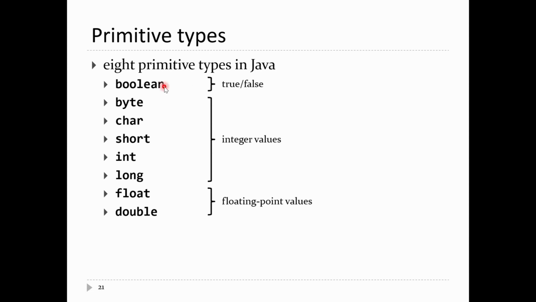If you have a variable of type boolean, then what gets stored in memory is either true or false. For these integer types, what gets stored in memory is the value of the integer. And for the floating point types, what gets stored in memory is the value of the floating point number. It's not a reference type like it is in Python. In Python, everything's a reference type.